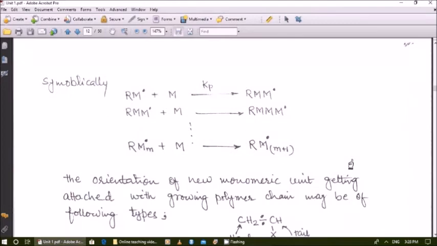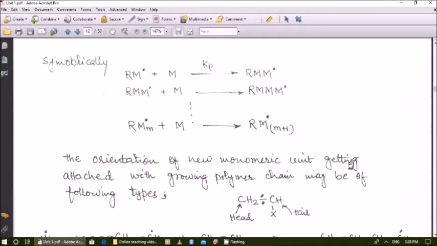Okay, symbolically we can represent this polymerization reaction like that. RM• is the intermediate formed during the initiation polymerization reaction, and when it reacts with a fresh monomer, the fresh monomer will again be added to the RM•, and it will form RMM•, and the free radical site from the first monomer will shift to the second monomer. Okay, so this is my growing polymer chain.